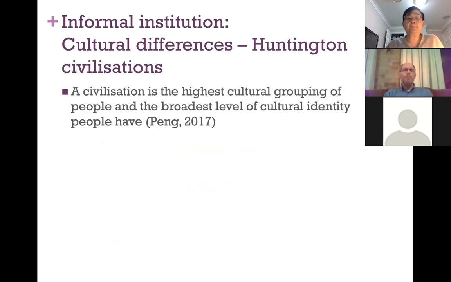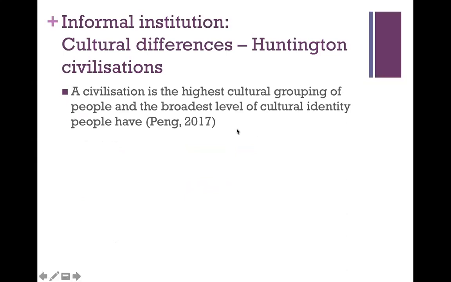And from the Huntington perspective, Samuel Huntington is famous for his book, The Clash of Civilizations. He suggested that a civilization is the highest cultural grouping of people and the broadest level of cultural identity that people have. So we can look at cultural differences based on the level of civilization. Well, you can also argue what the measures are to determine that this culture is more civilized and the other culture is not that civilized. Can we measure it in that kind of linear metrics?